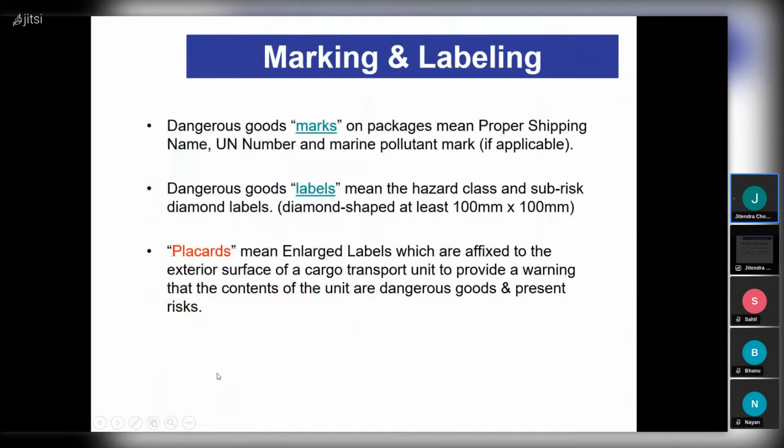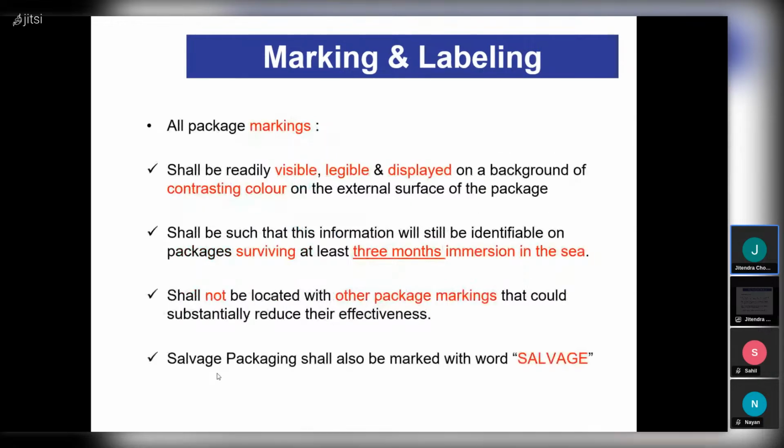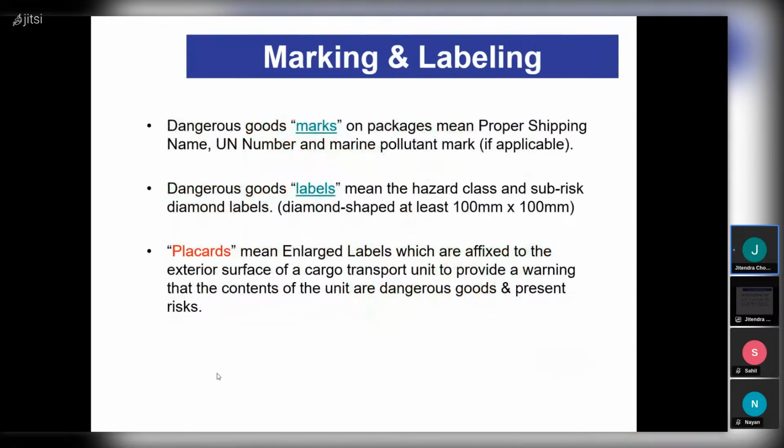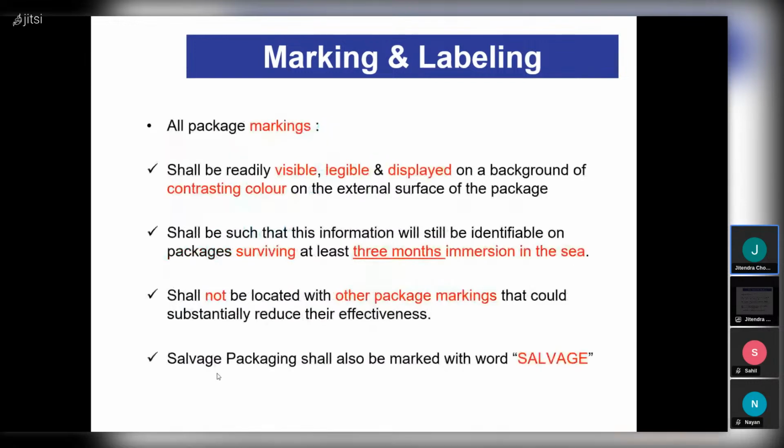So of course, proper shipping name, UN number, and pollutant mark, class number, everything should be there on the container. Then placards are big labels on CTUs, including the warning about the cargoes. So there are requirements for marking.